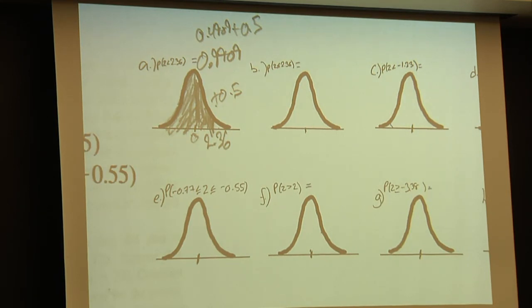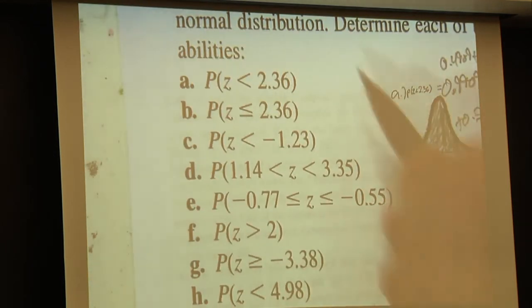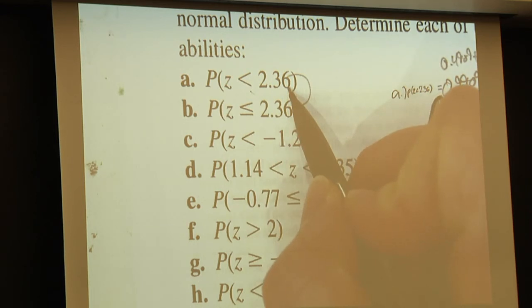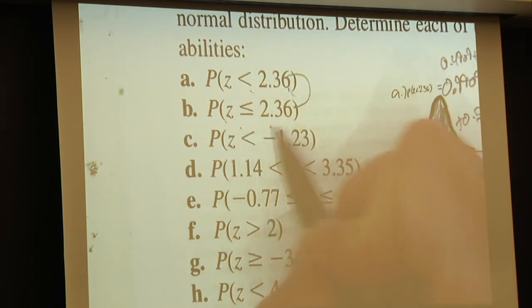And if you're just at a point, I don't know if you've ever taken calculus or not, at a point, there's no area under it, so there's no probability. We need that range, like 2.36 down to negative infinity or something like that, to give us that probability of 0.9909 that we saw in the last problem. So the difference between A and B here, notice this one is just z less than 2.36. This one's z less than or equal to 2.36.